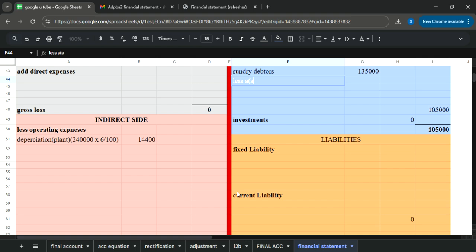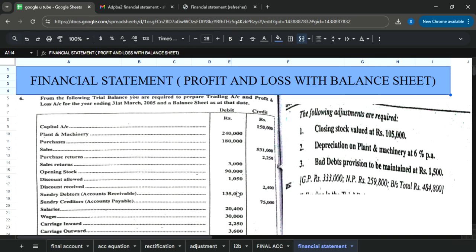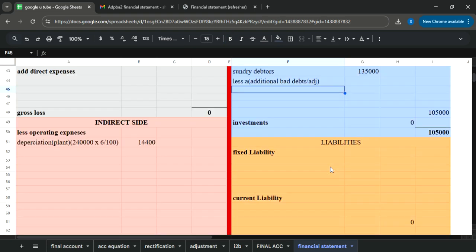As you know, you will subtract A. A is what? Additional bad debts, and they will be present in the adjustment. We have already seen our adjustment. There are no additional further write-off bad debts present over here, so it means additional bad debts you may mention as 0. After that, you will again subtract N. N is what? New reserve for bad debts. They will also be present in the adjustment.